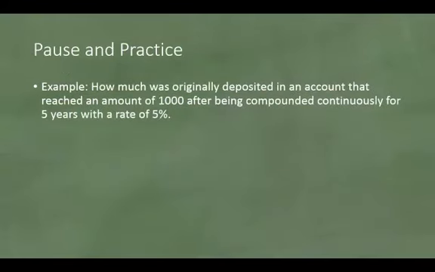So you try this example. How much was originally deposited in an account that reached $1,000 after being compounded continuously for 5 years? So how much did you originally put in there? I'll give you a second to think about that. Okay, so now you know that you ended up with $1,000. You don't know what the original amount was, but you know you compounded continuously, so times e. You know the rate was 5%, so 0.05 for 5 years, so times 5. How do we solve for that?